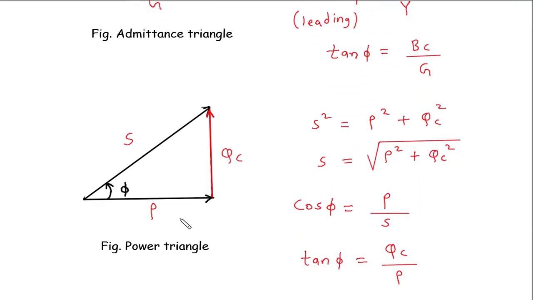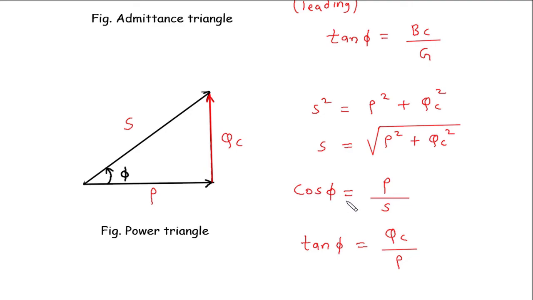Now again this is the power triangle. This will be the apparent power S, this is the true power P, and this is the reactive power QC because of the capacitor. Now again using the Pythagoras theorem, S square is equal to P square plus QC square, so S is equal to under root of P square plus QC square. Then cos phi is equal to adjacent side divided by hypotenuse. The adjacent side is P and the hypotenuse is S, so cos phi is equal to P by S, and tan phi is equal to the opposite side, that is QC, divided by the adjacent side, P.